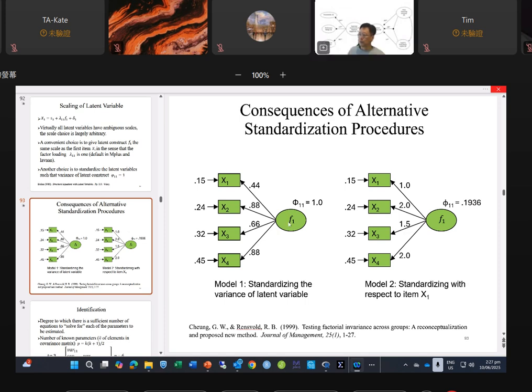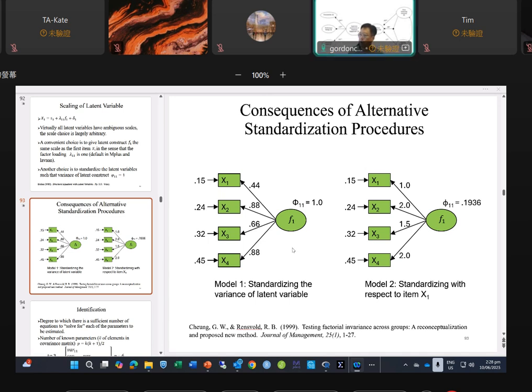This is an example. In model 1, we fix the variance of f1 to 1, such that we can estimate the factor loadings for all the 4 items and the residuals or the measurement errors for all the 4 items. The other way is we can arbitrarily pick one item, the x1, and fix the factor loading to 1. We can estimate the factor loading of the other 3 items, and then we also get their measurement errors, and then we get the variance of your factor f1. So these are the 2 different methods for you to provide the scale, or we call identification.